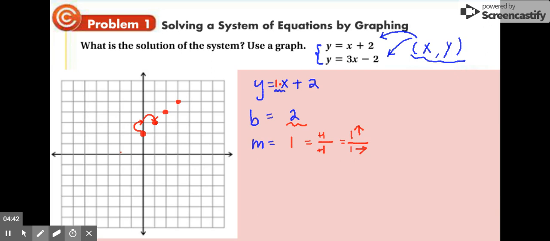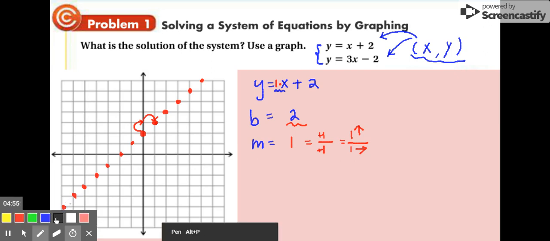So if I connect all the points, then I'm not going to connect until I get the next one, but if you plot all the points, it will look like this. All right, the next one, what is a y-intercept?